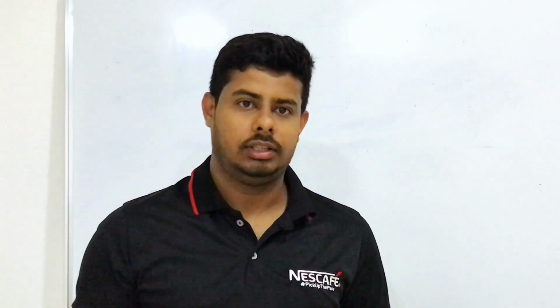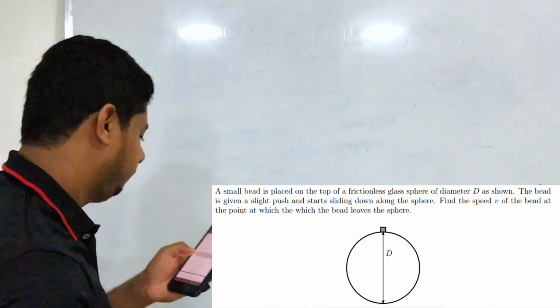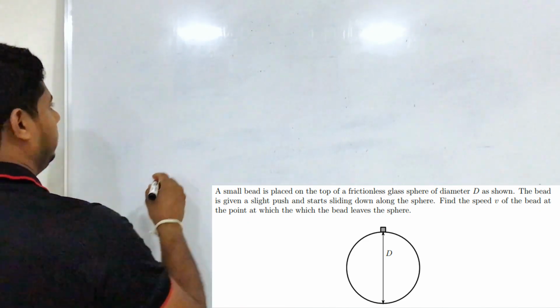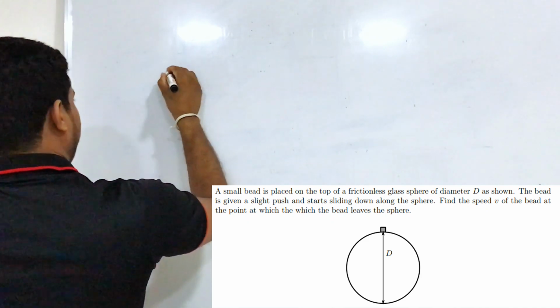Today we are going to discuss a question related to vertical circular motion. The question is, a small bead is placed on top of a frictionless glass sphere of diameter d. So the diagram is like this.